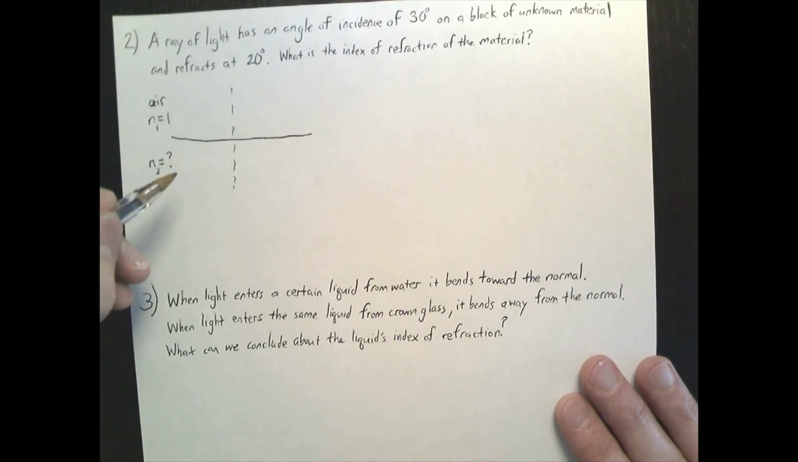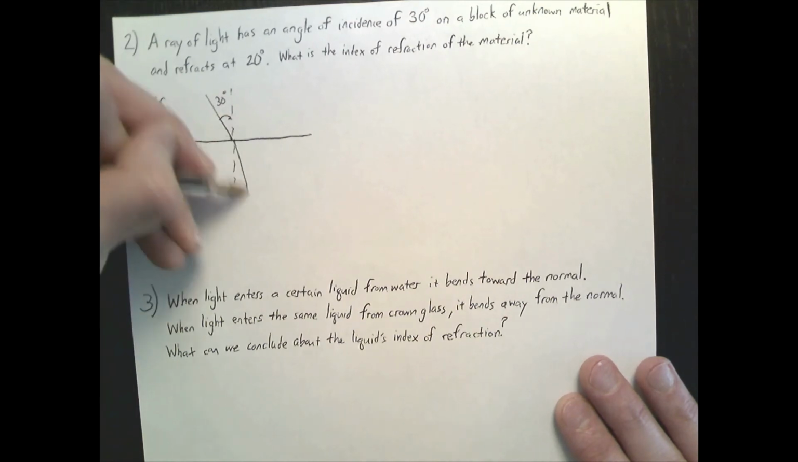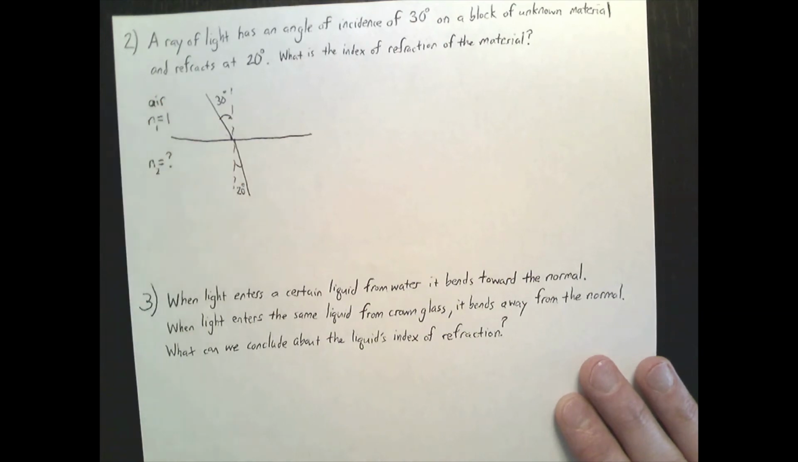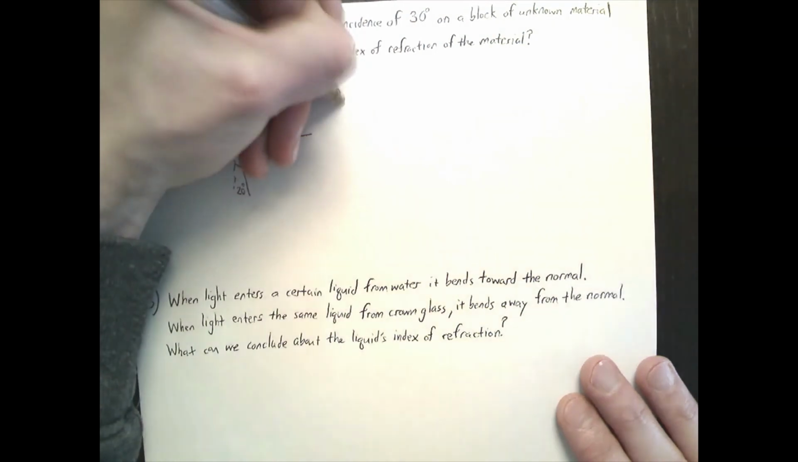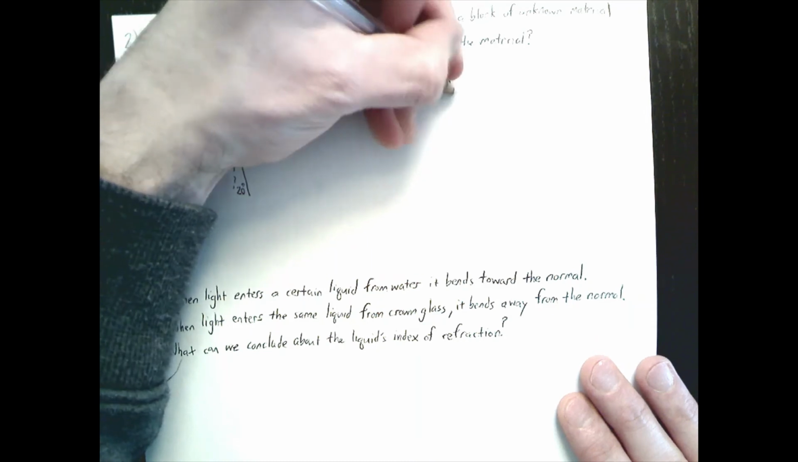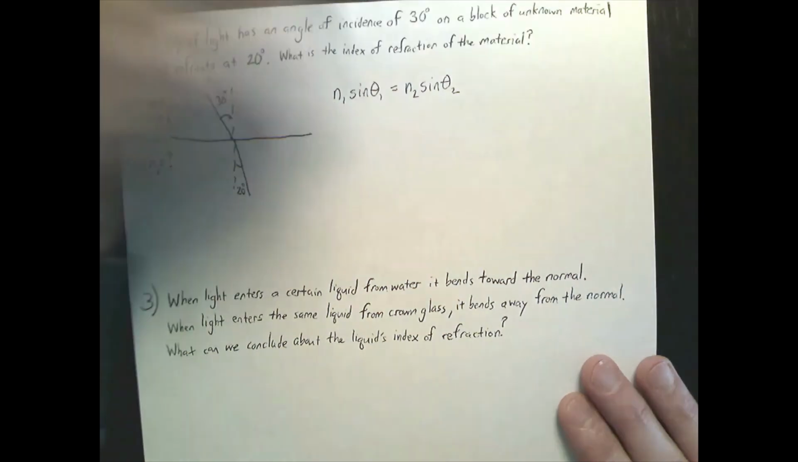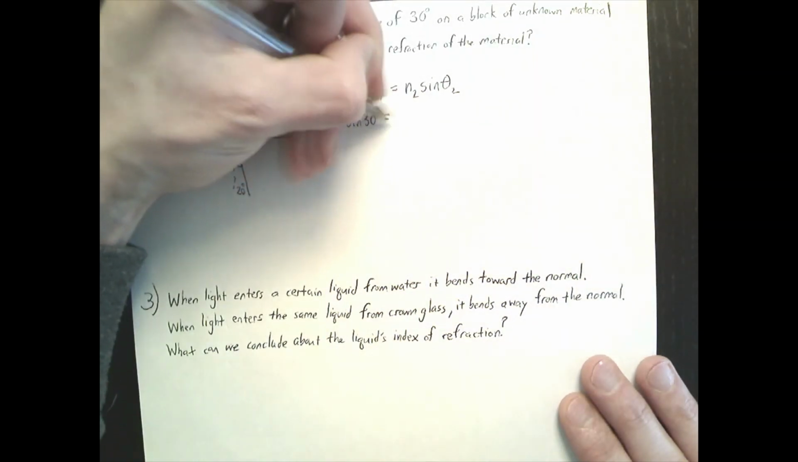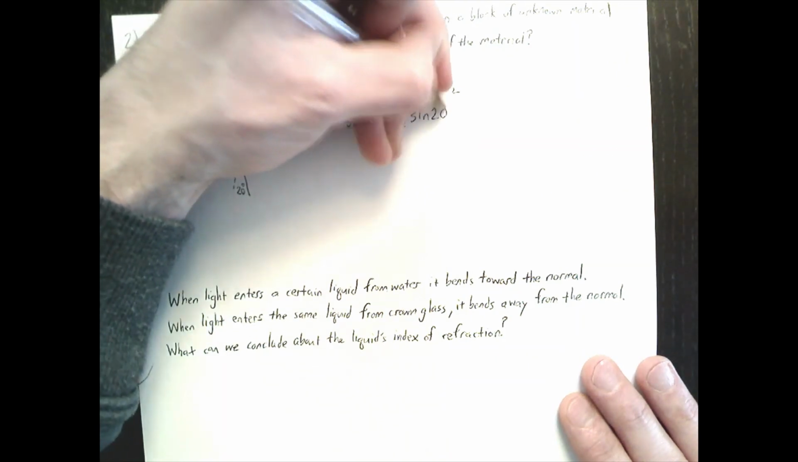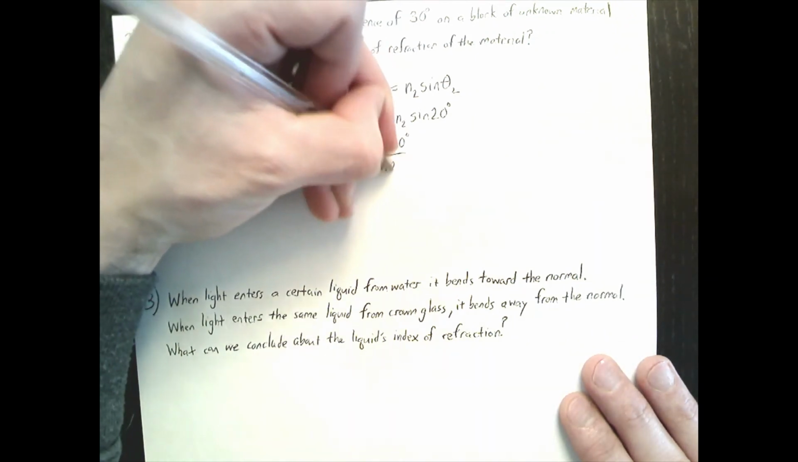So in the previous problem, we looked for the angle. Here we know both of the angles, 30 degrees and 20 degrees, and we want to figure out what index of refraction makes this relationship between the angles. So we're going to set up our equation the same way. N1 sine theta 1 equals N2 sine theta 2. We can plug in our numbers. N1 is just 1. Sine theta 1 is sine 30 equals N2 sine 20 degrees. So N2 is just sine 30 degrees over sine 20 degrees.